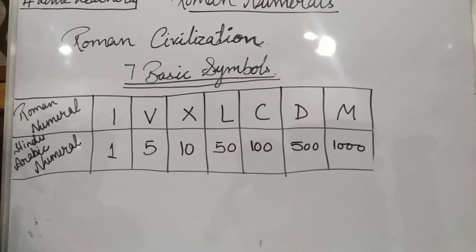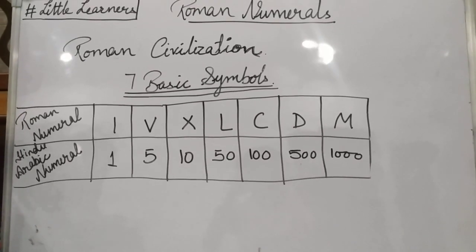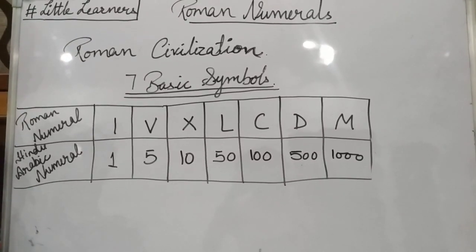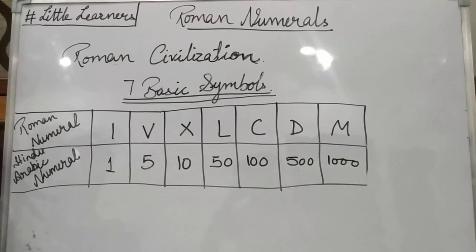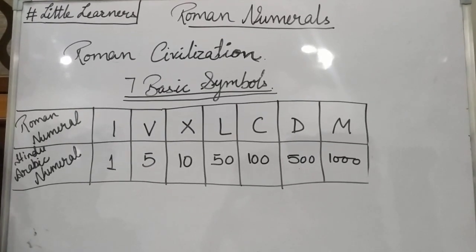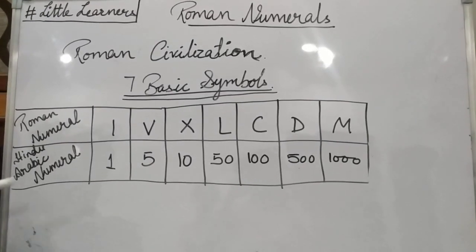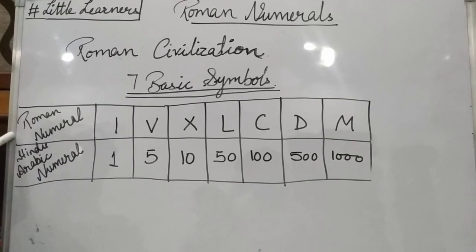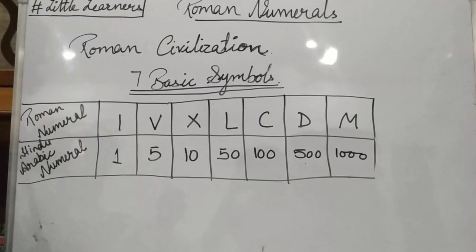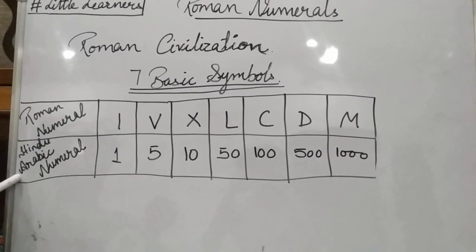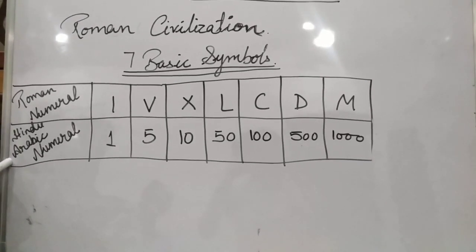Only with the help of these 7 symbols we write Roman numbers from 1 to 1000 or more than that also. The 7 basic symbols are from alphabets only. Only these 7 alphabets we have to take for learning these symbols of Roman numerals. The first one is I. I stands for 1. When we are starting with Roman numerals, as I told you, we have taken it from alphabets only. And the counting which we converted, we call Hindu-Arabic numerals.